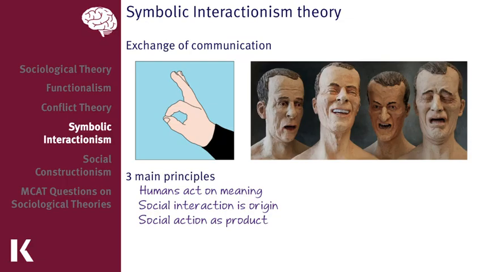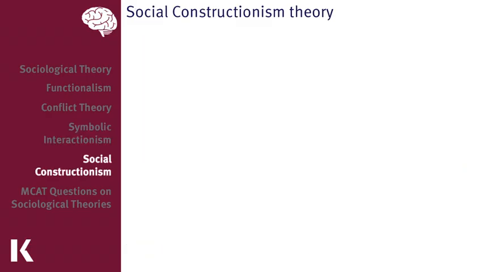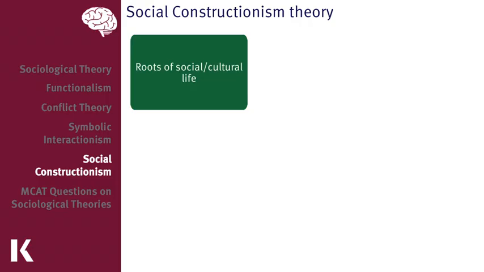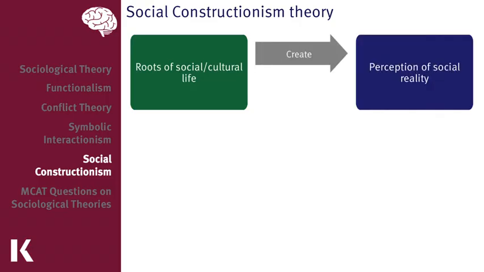Because symbolic interactionism is based on the interactions of individuals, it is a micro approach to social theory. A key differentiator of symbolic interactionism is that people are acting in society and not being acted on by sociologic factors. The final sociologic theory for the MCAT is social constructionism, and it deals with how individuals and groups perceive social realities. It starts with the roots of our social and cultural life that generate individual perceptions and reality.